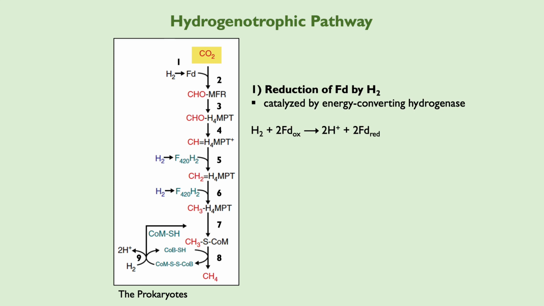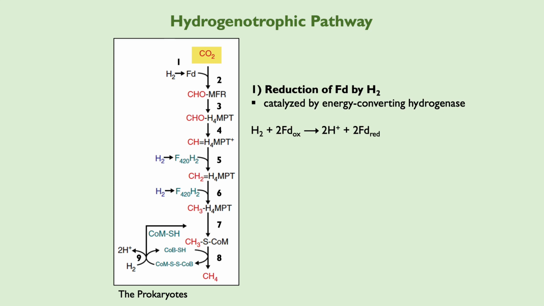Okay, so looking at these pathways in a little bit more detail. The first one, this hydrogenotrophic pathway for methane production, has several steps, and we'll look at each of them individually.